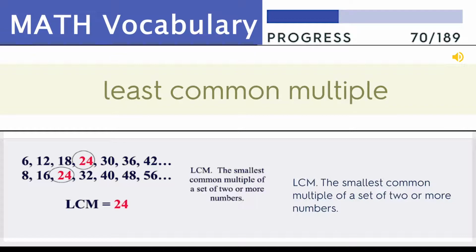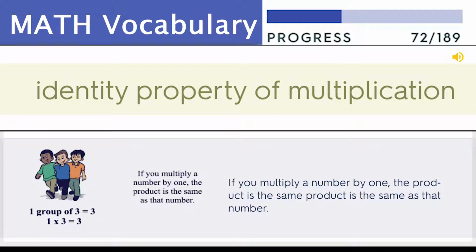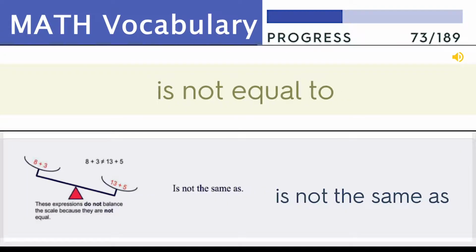Least common multiple. LCM. The smallest common multiple of a set of two or more numbers. Less than. Less than is used to compare two numbers when the first number is smaller than the second number. Identity property of multiplication. If you multiply a number by 1, the product is the same as that number. Is not equal to, is not the same as.